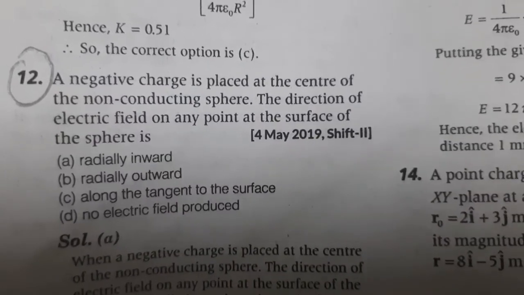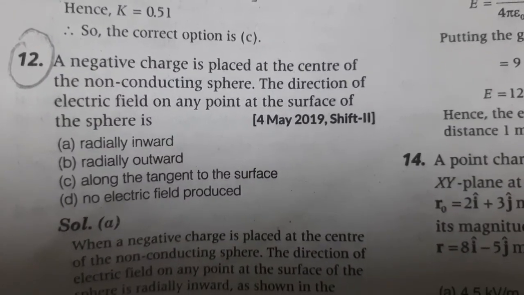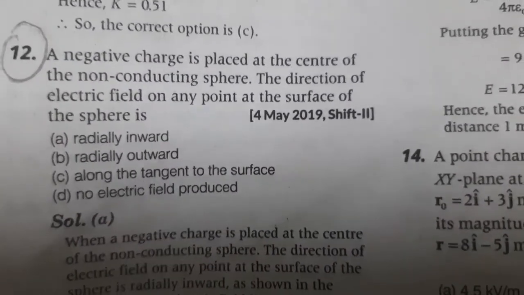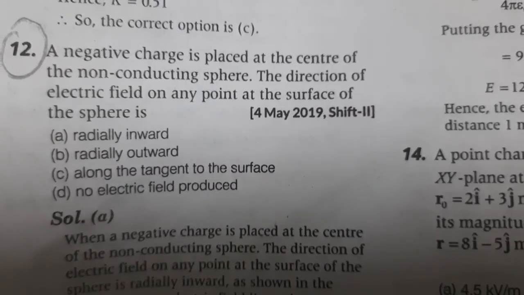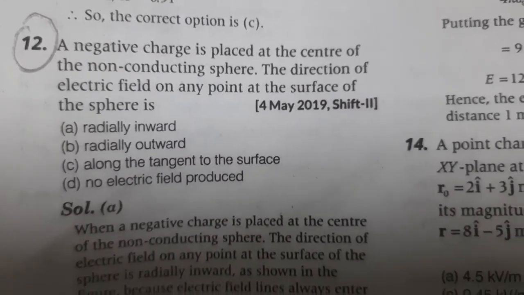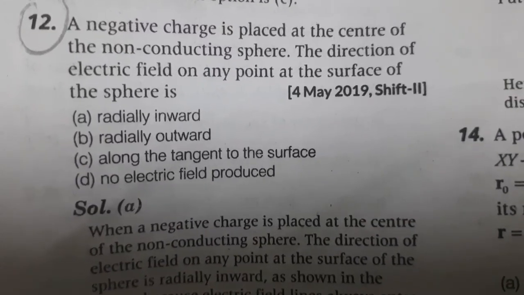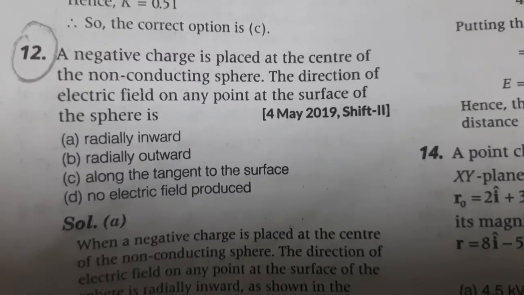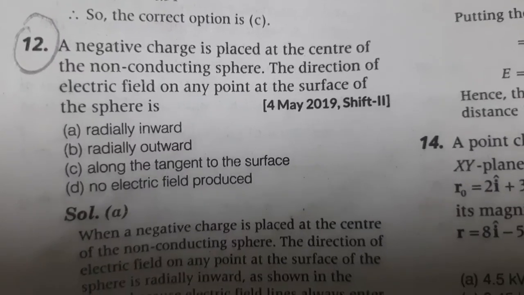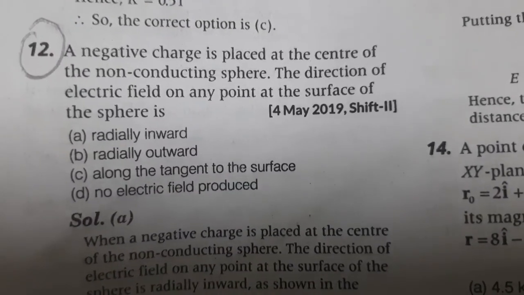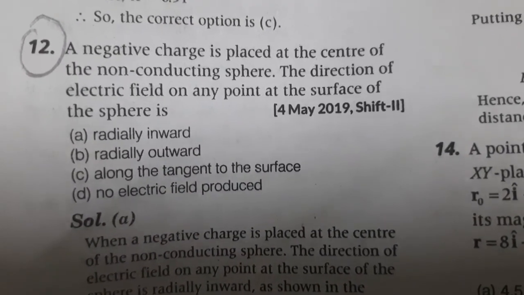A negative charge is placed at the center of a non-conducting sphere. The direction of electric field on any point: you know that electric lines of force are diverging from positive charge, so outward. But for negative charge it is coming towards, this means radially inward. So which option is right? First option is right.